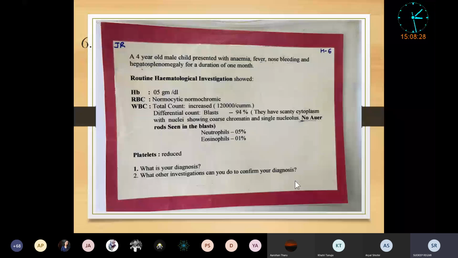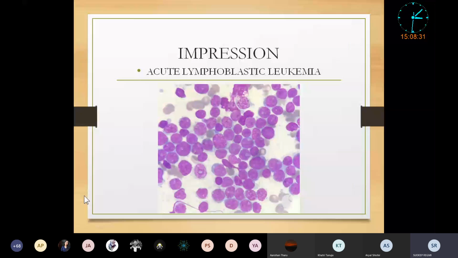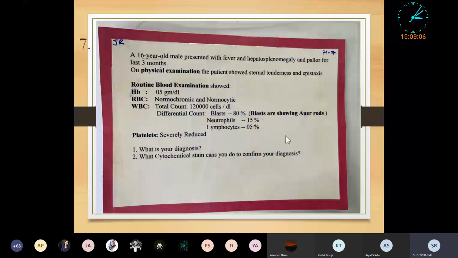Okay. So here you can see there is increase in total count, definitely, with many blasts. These blasts are large with scanty cytoplasm and coarse chromatin of the nuclei, and majority have a single nucleolus, and they do not have Auer rods. So this is an acute lymphoblastic leukemia. So seventh one.